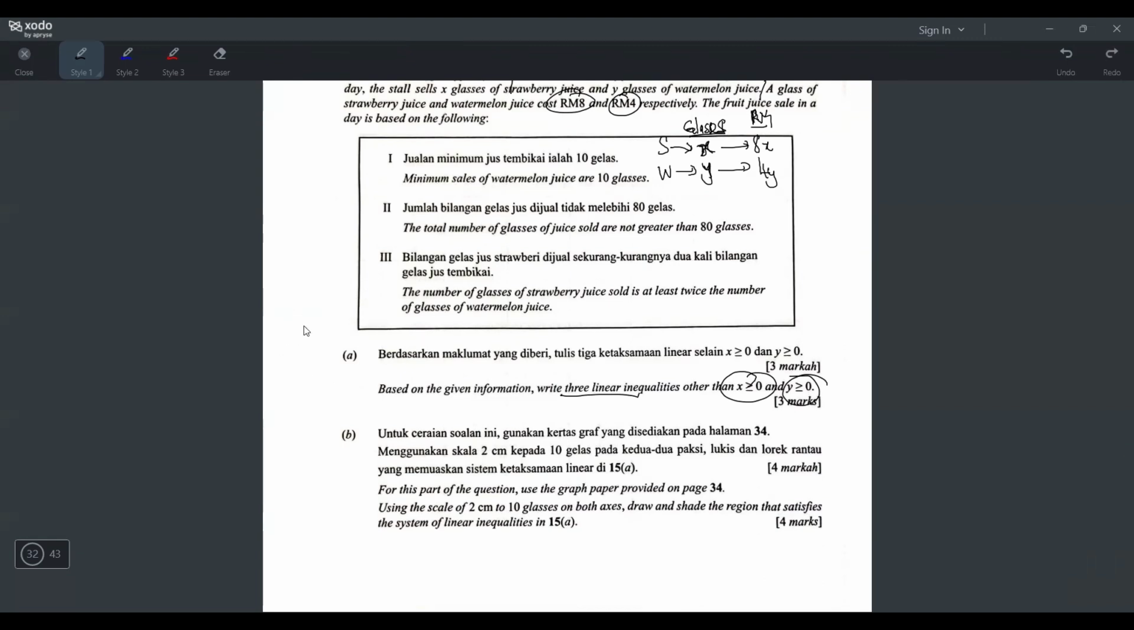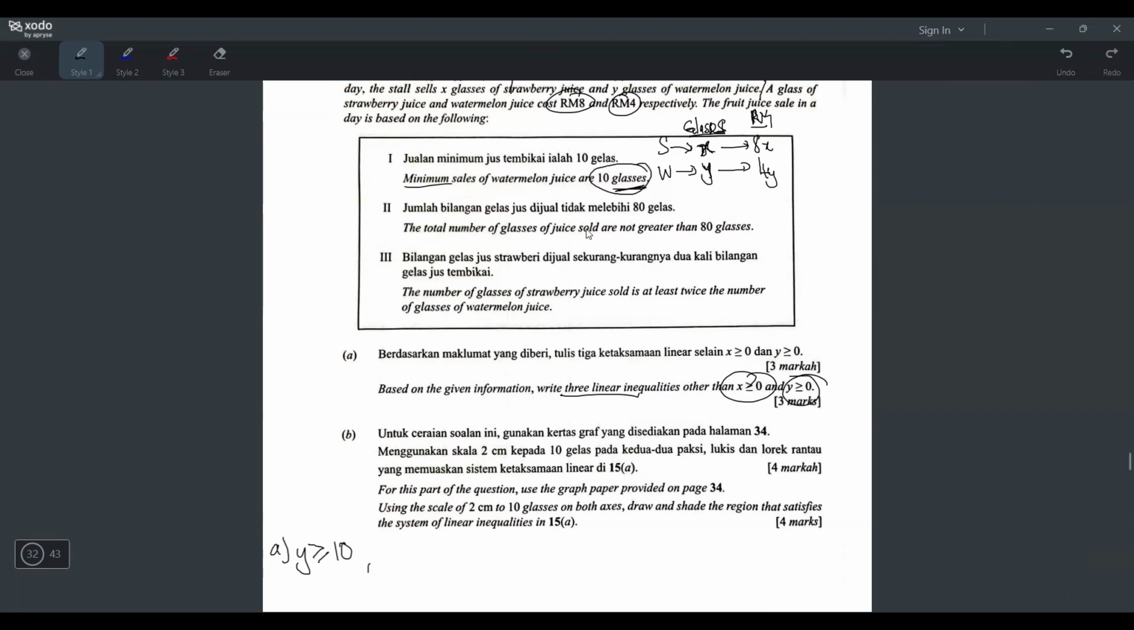Okay, now let's write down the 3 inequalities first. The first one, let's read. Minimum sales of watermelon juice are 10 glasses. The keyword here is glasses. So bila cerita pasal glasses, we tengok x, y. But when cerita pasal RM, then we tengok 8x, 4y. Now it's talking about glasses, and it says the minimum of watermelon only. So watermelon glass is y, and they say minimum must be 10. So it has to be bigger than or equal to 10. Minimum means tak boleh kurang daripada 10. Dia kena lebih atau sama dengan 10. So that's the answer.